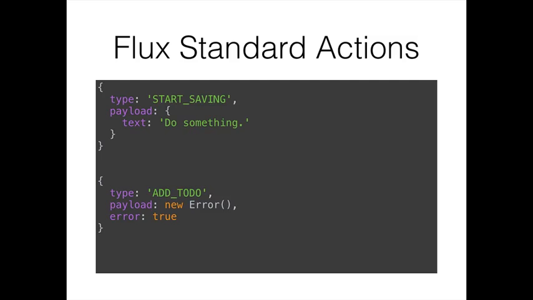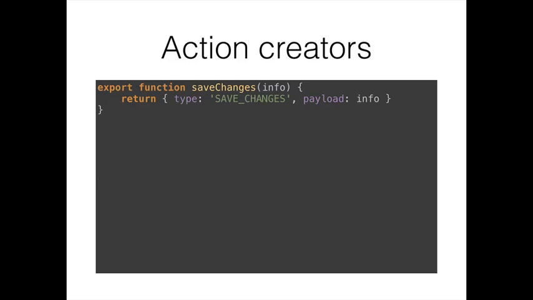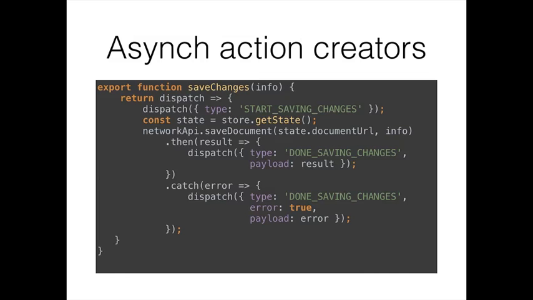So this is what actions look like. This was the action creator, a very simple one. But then we can have asynchronous action creators, like this one. Basically, instead of returning the action, you return a function that takes the dispatch method, which is the same as the one we saw before.